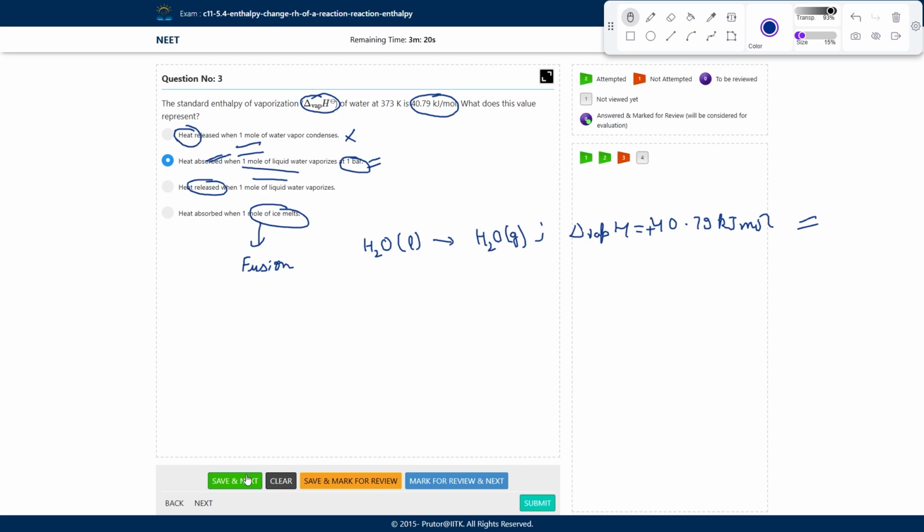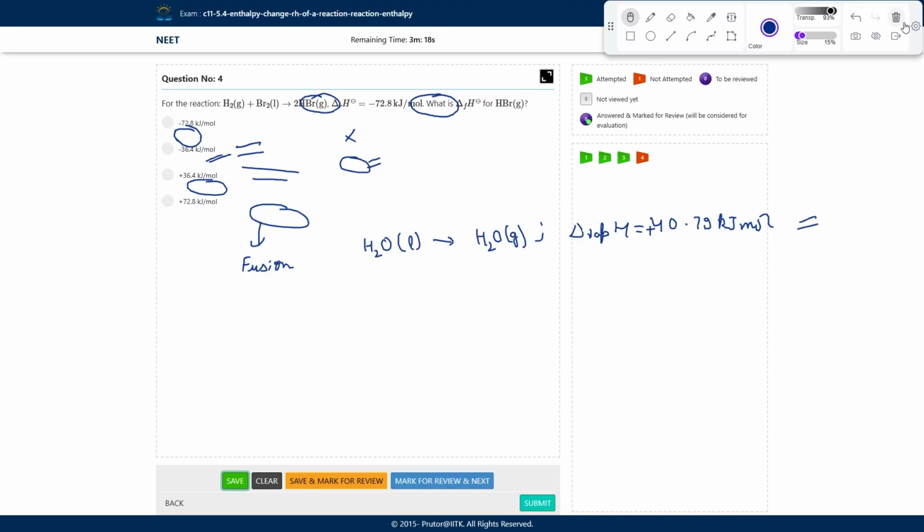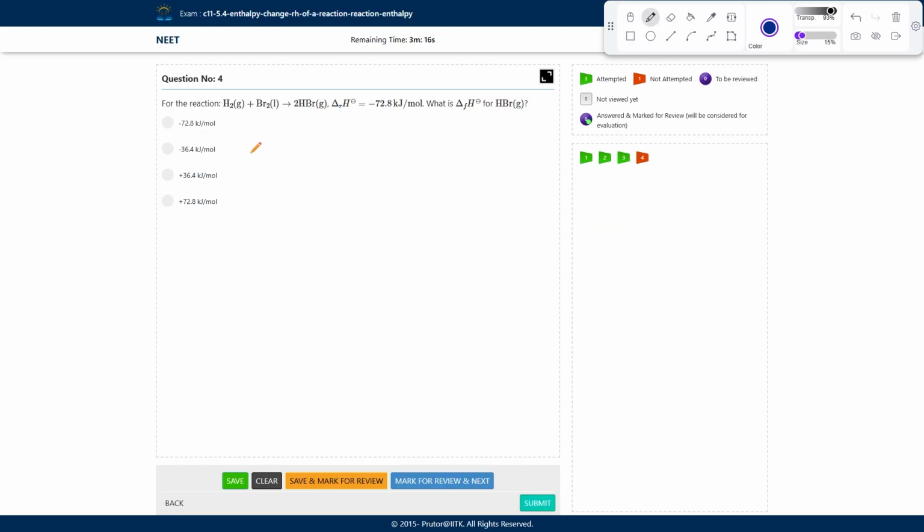Moving on to the next one. For the reaction in which H2 plus Br2 is giving us 2HBr, the enthalpy of reaction is minus 72.8 kilojoule per mole. Then what is the enthalpy of formation of HBr? Now, this one is a very good one. How do we solve it?